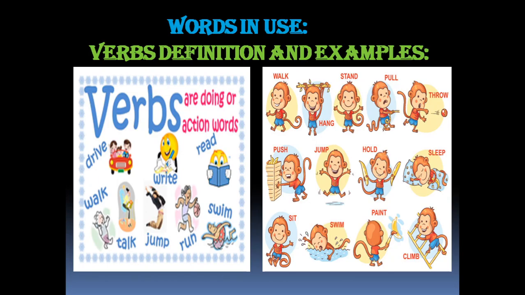Example, you can observe in this picture. Monkey is walking, hanging, standing, pulling, throwing, pushing, jumping, holding, sleeping, sitting, swimming, painting, climbing. So these are some examples of verbs.